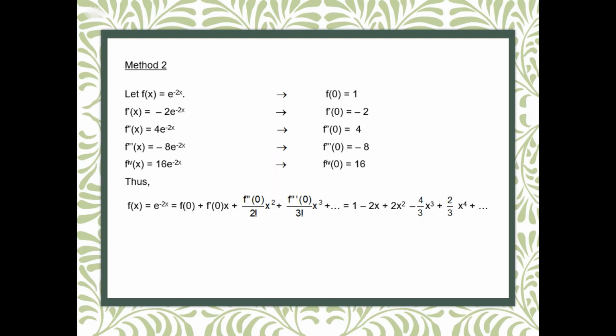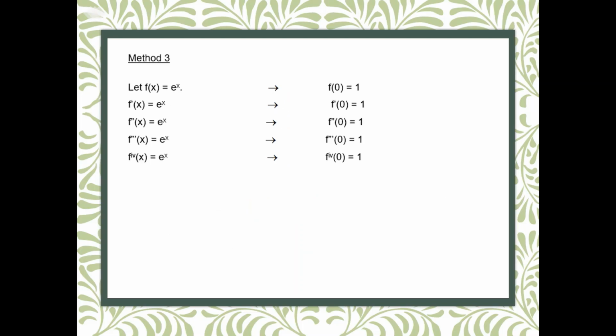You will obtain the expansion of e^(-2x), which is equal to 1 minus 2x plus 2x to the power of 2 minus 4 over 3 x to the power of 3 plus 2 over 3 x to the power of 4 plus so on. Multiply the whole expansion by x and simplify. You will get the Maclaurin series for x e^(-2x) up to x to the power of 4. See that the answer here is the same with the one that you have obtained using the first method.